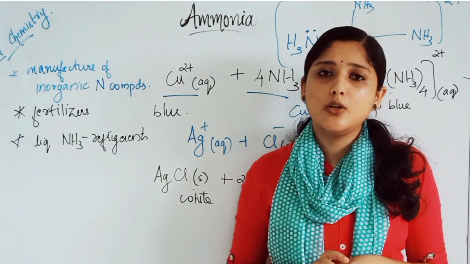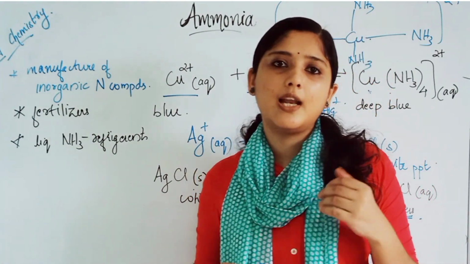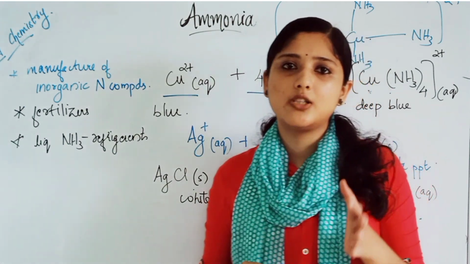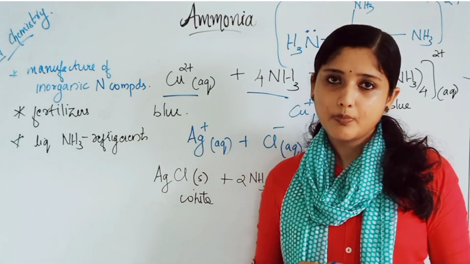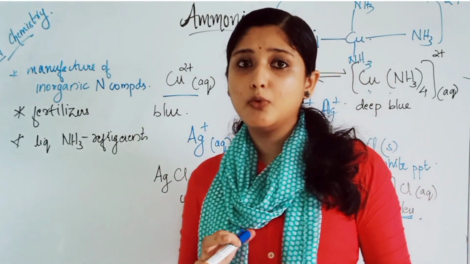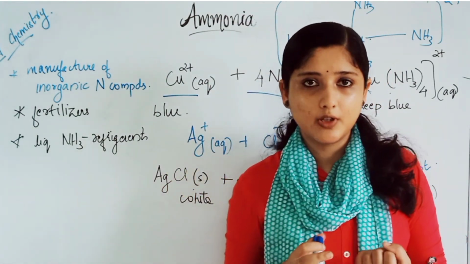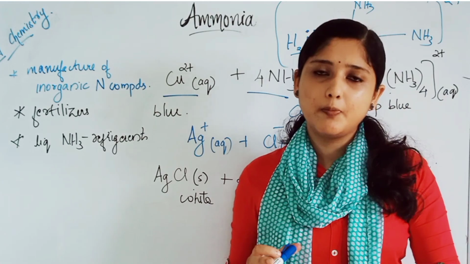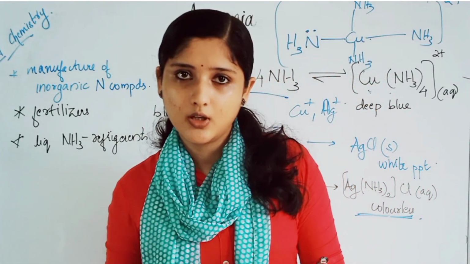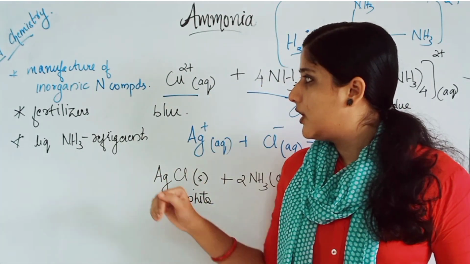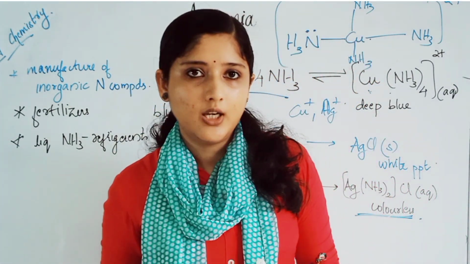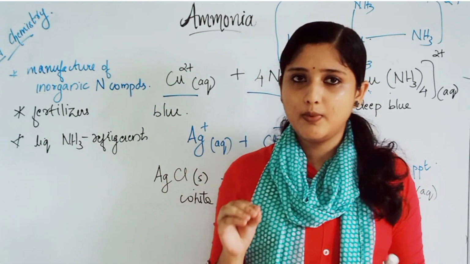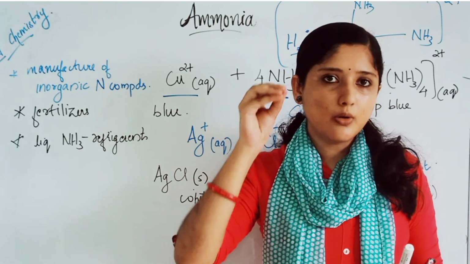Mainly, ammonia is used for the preparation of fertilizers containing nitrogen. Nitrogenous fertilizers like urea, ammonium nitrate, ammonium sulfate, etc. are used in fertilizers. For their preparation, ammonia is mainly used. The next use is what? For the manufacture of inorganic nitrogen compounds. For inorganic nitrogen compounds manufacture, we use the compound ammonia.